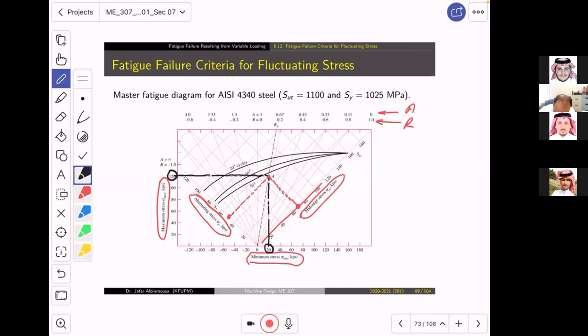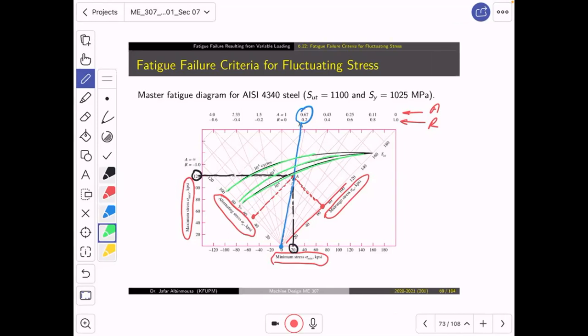And if I go from the point of zero all the way through A, I will intersect the R ratio and A ratio. And while I'm doing that, look what happened. I have constant life curves. Look, this curve, whenever you hit it, you are at 10 million cycles. You are at 1 million cycles. If you hit the curve here, you are at 100,000, and this one is at 10,000. I will tell you, inshallah, later, how we make use of this curve. It's a very interesting one.